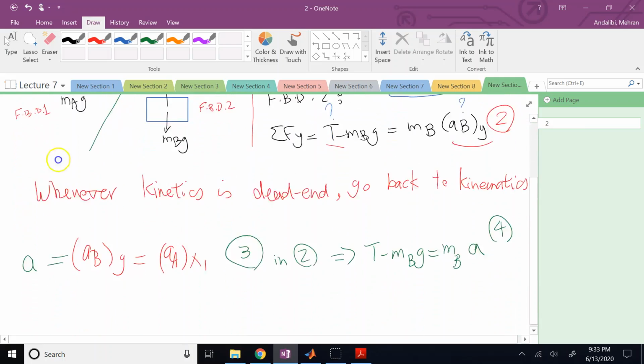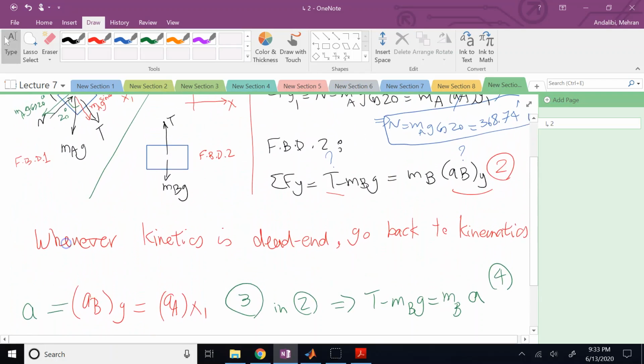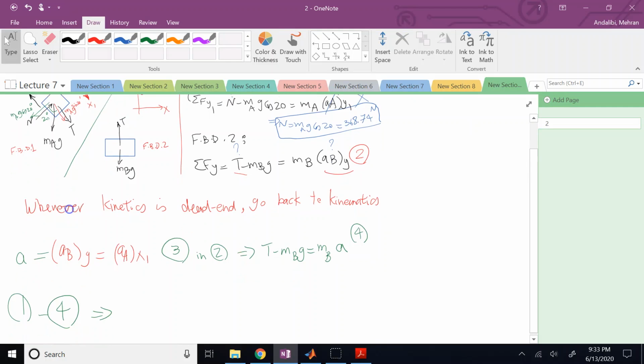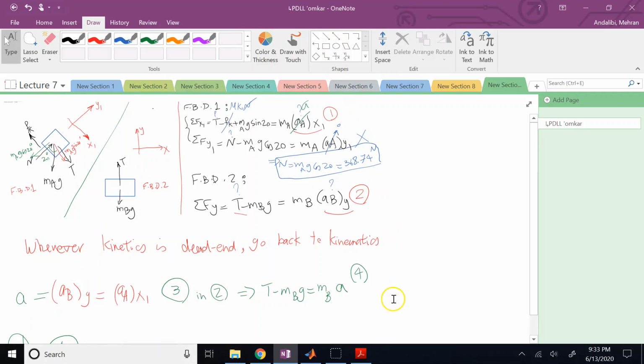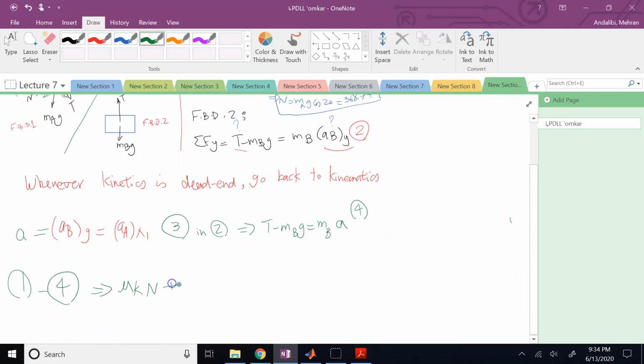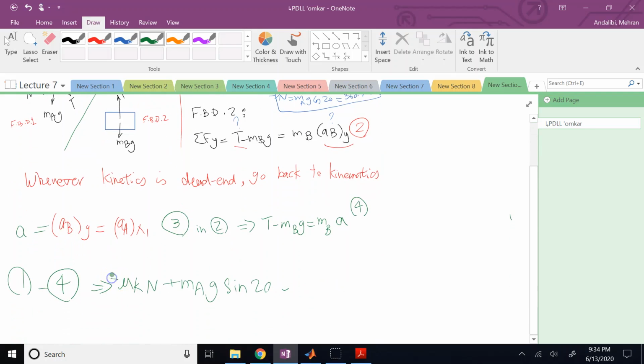And now I combine 1 and 4, which basically means subtracting them to get rid of T. Because T on the left side of both equations has a positive sign. So by subtracting, I would eliminate T, right? Look at 4 and look at 1. If I subtract the left side, I would get what? I would get negative Fk, which is negative 0.15 times N, so 368.74. Now let me write it, it doesn't matter. So mu k times N plus mag sine 20 minus, or let's make sure, negative Fk, so negative of that is going to be plus mbg is equal to ma plus mb times a.